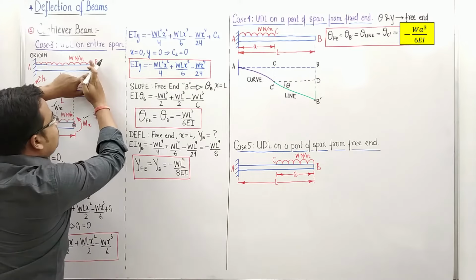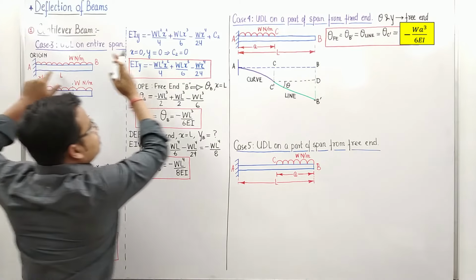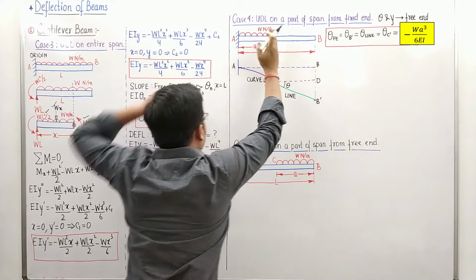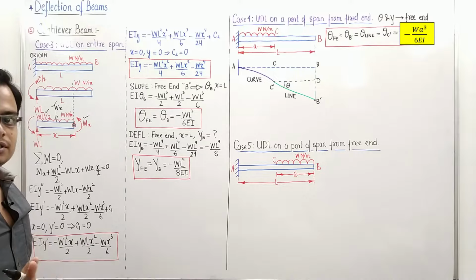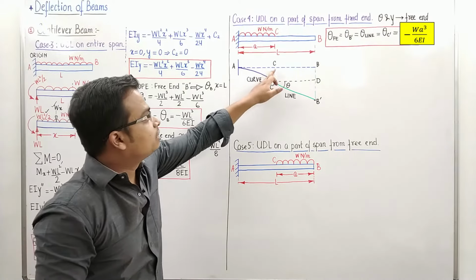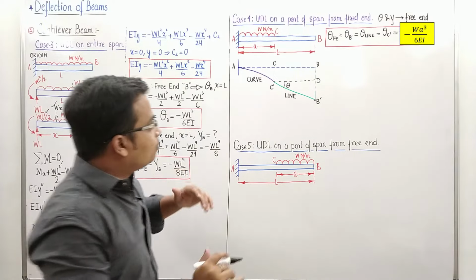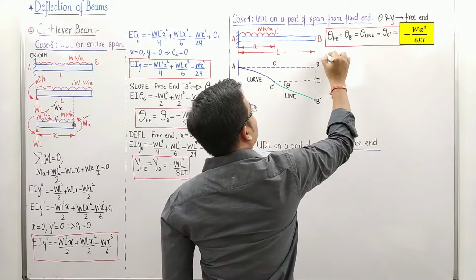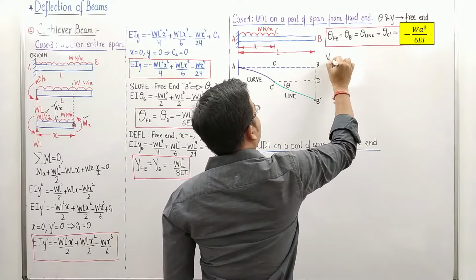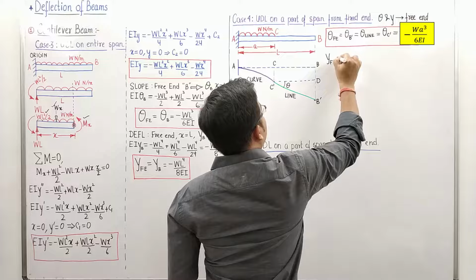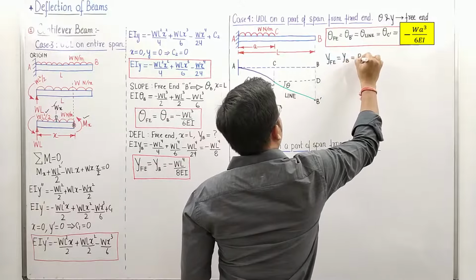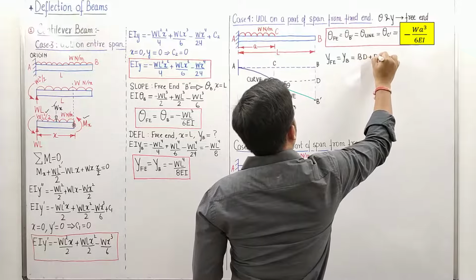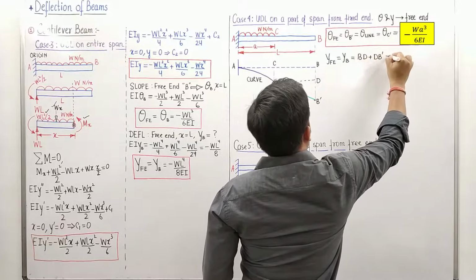What was the length of the beam before this B? That was L. What was the length of the beam before this C? That is A. What you need to do is replace this L by A. That is the first thing. That is going to be this deflection at C dash. Now what we want is the deflection at the free end. And by the way, this free end deflection is nothing but the deflection at B, which is a sum of BD plus DB dash.